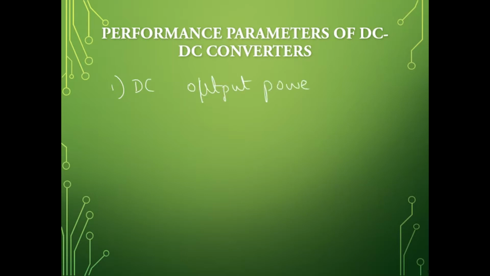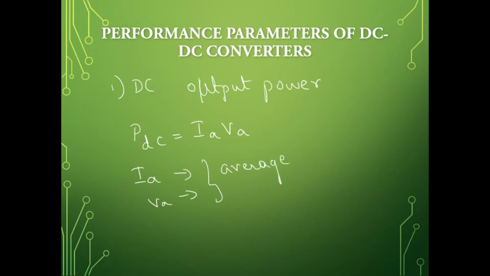The DC output power is PDC, which is IA into VA, where IA and VA are the average load current and load voltage. So this is the first performance parameter.